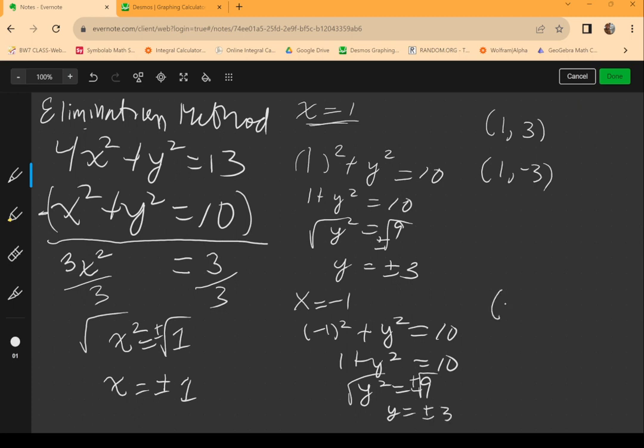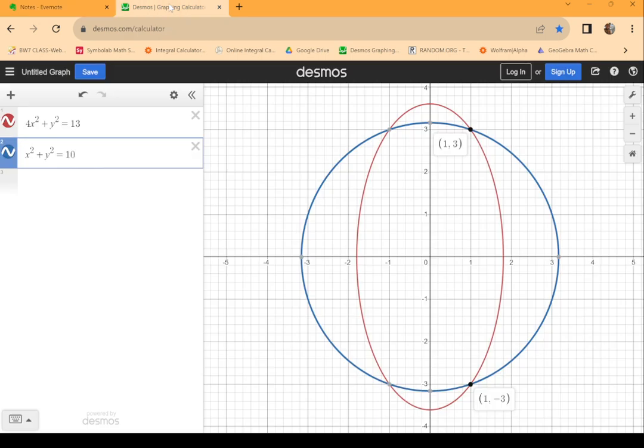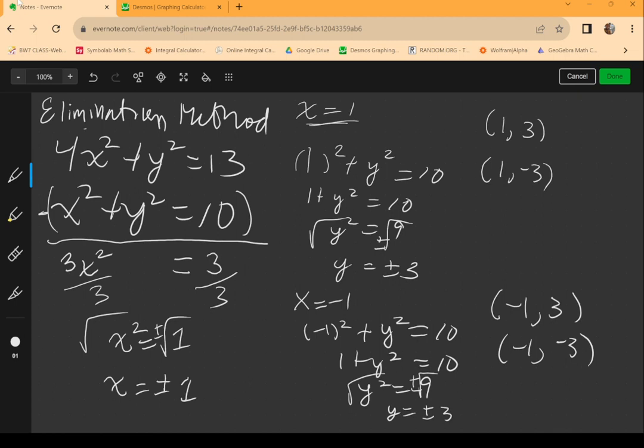So this gives me 2 more solutions, and the rest of the solutions, negative 1, comma 3 and negative 1, comma negative 3. Right, so negative 1 for each one of these. Excuse me. And you see here, we get the rest of those solutions. We have 4 solutions that we found using our elimination method.